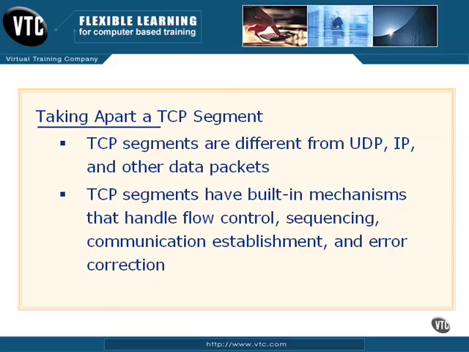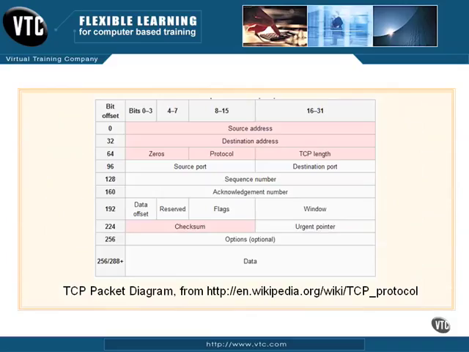TCP segments have built-in mechanisms that handle all kinds of things such as flow control, sequencing of packets and segments, establishing the communications through this three-way handshake, so they have flag fields, and it also has error correction. And because of that, a lot of the fields that you will see in a TCP segment are a lot different than some of the other segments or datagrams that we'll look at.